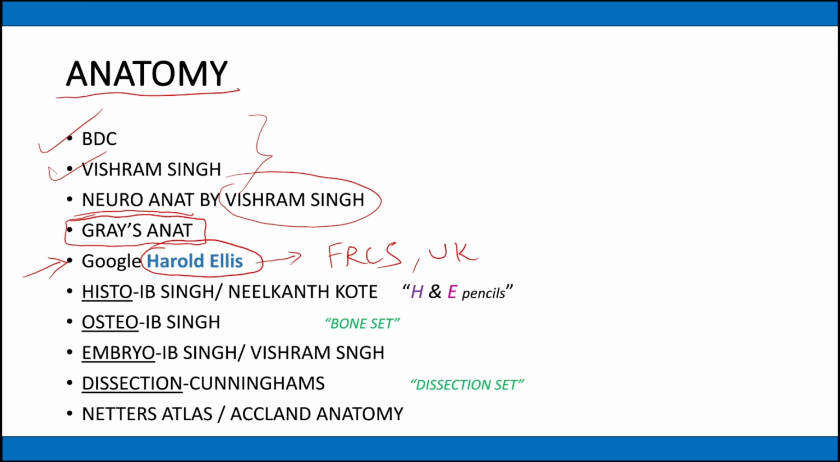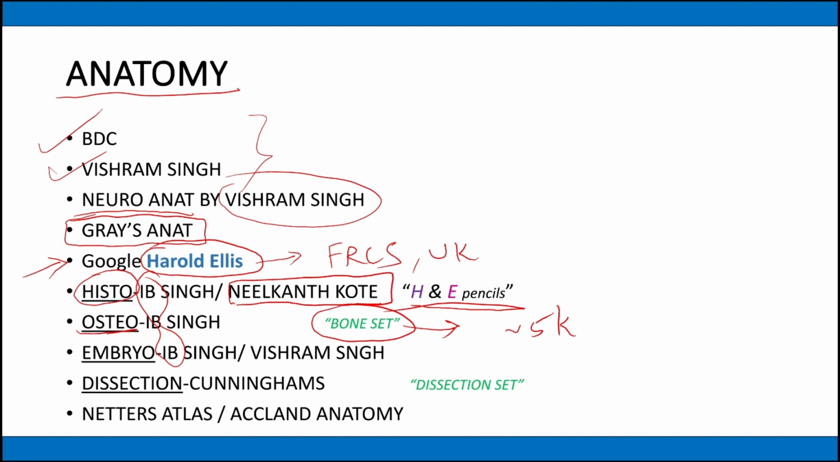And for histology, osteology, embryology, Inder Singh has written lots of books. Histology specifically, you can refer to Neelkant Kote, a shortcut book on histology. You will be needing H&D pencils also. And for osteology, you will require a bone set. Usually you can buy this bone set from your seniors. I think approximately a bone set should cost around 5k. Suppose seniors in your colleges are charging more, I think you can share with a friend and share the amount also.